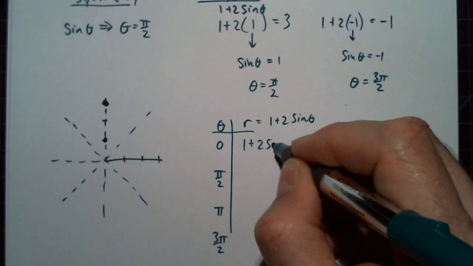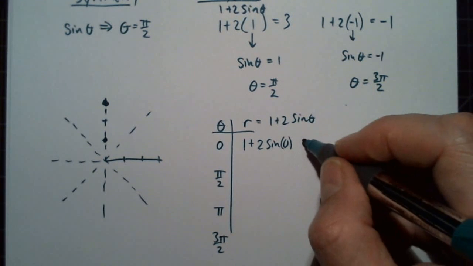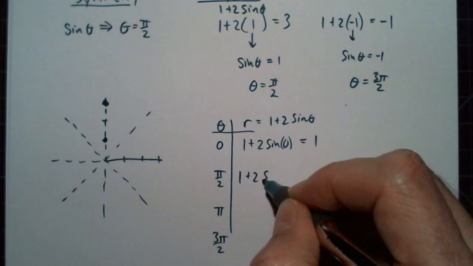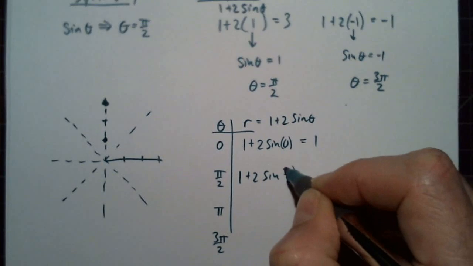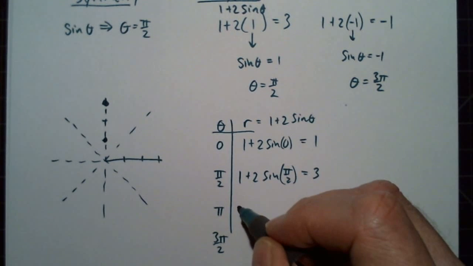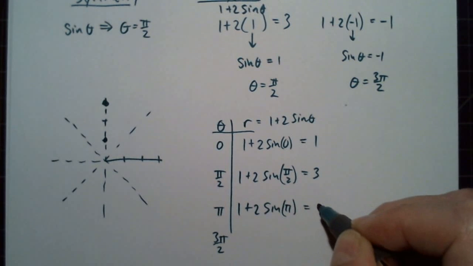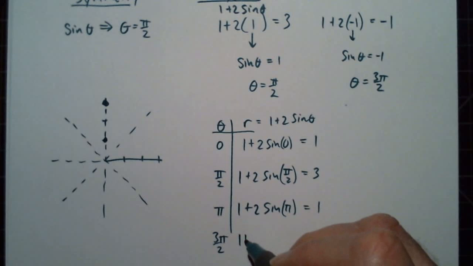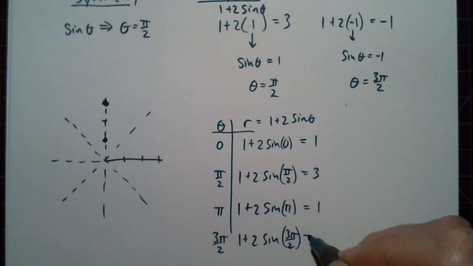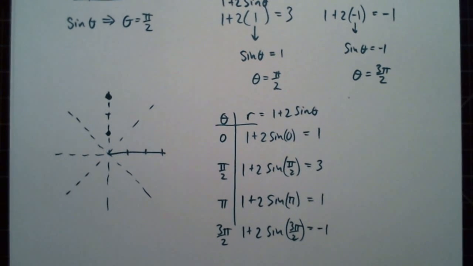1 plus 2 sine of 0. Sine of 0 is 0, so that equals 1. 1 plus 2 sine pi over 2. Sine of pi over 2 is 1, so we get a 3. 1 plus 2 sine pi. Sine of pi is 0. That's negative 1, which we already did up there.